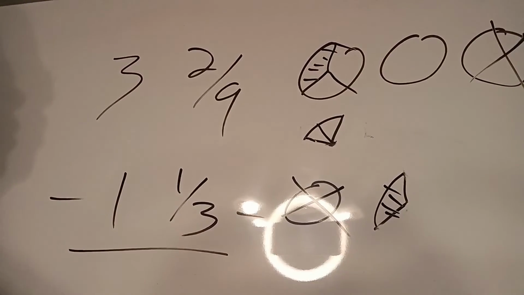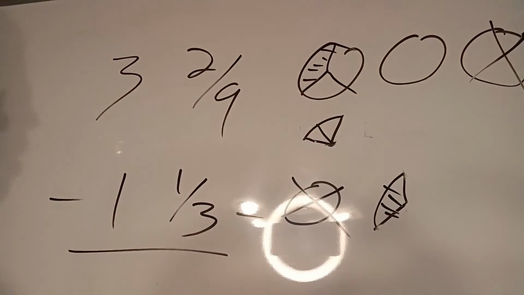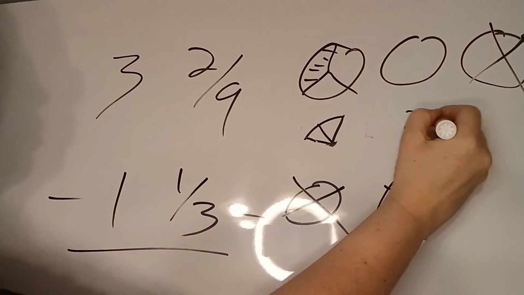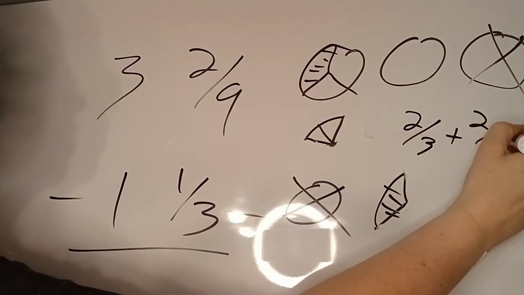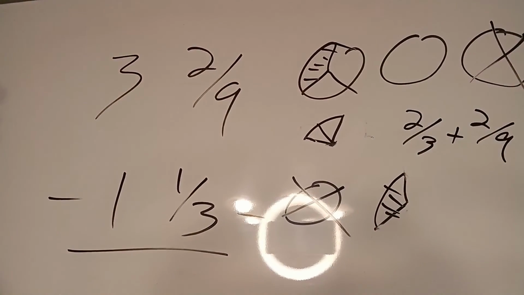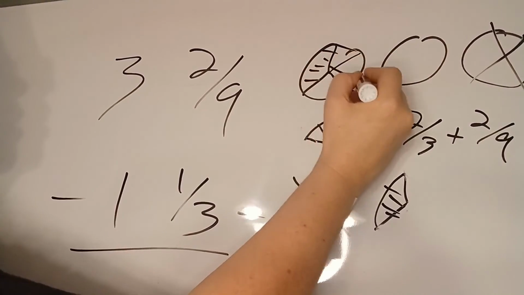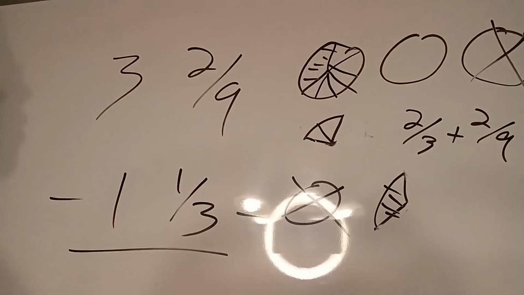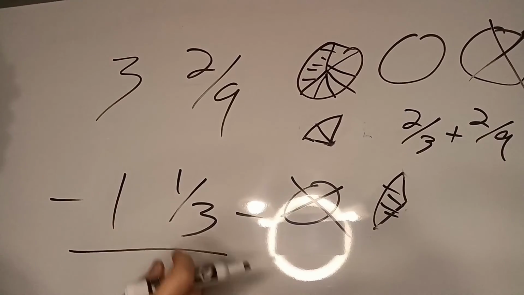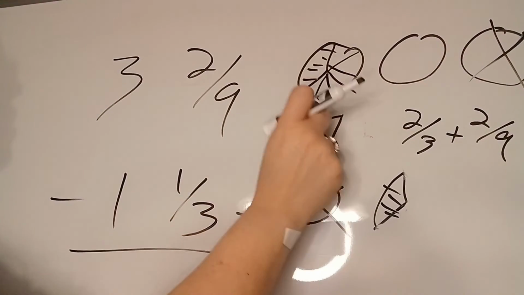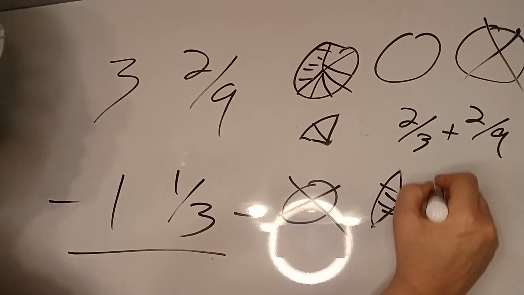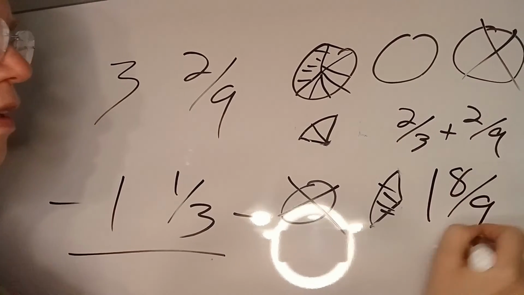So what do we have left? We have 1. That's pretty obvious. And we have 2/3 plus 2/9. All right. So we need to divide each of these by 3 and then count them. 1, 2, 3, 4, 5, 6, 7, 8. So our answer is 1 and 8/9.